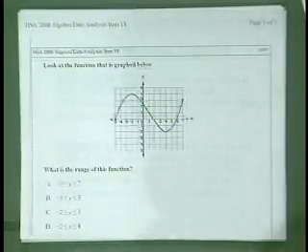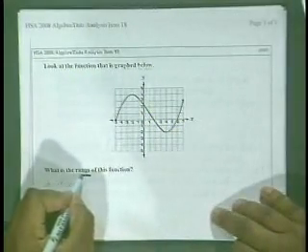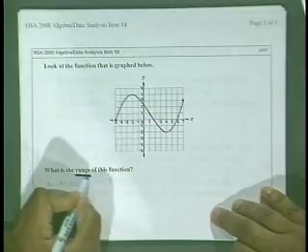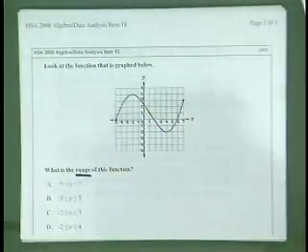So the key word here is range. What is the range of this function? The first thing we have to know is the difference between our domain and our range. Now when we talk about domain, domain refers to our x values, okay? And our range refers to our y values. So domain refers to the x and range refers to our y values.